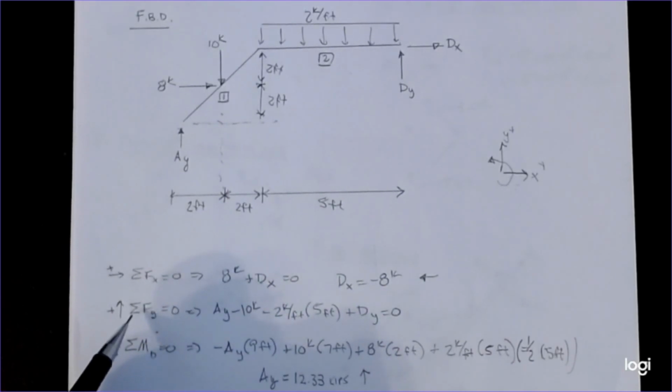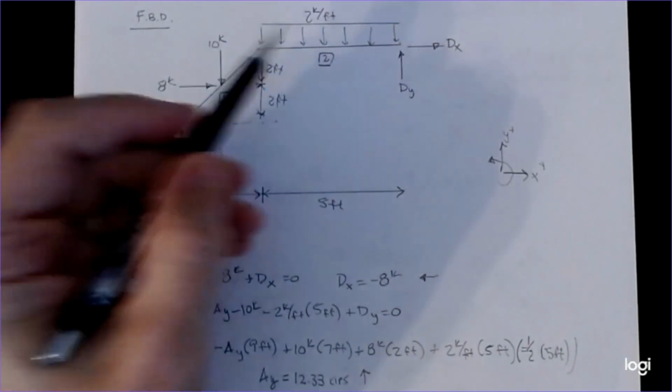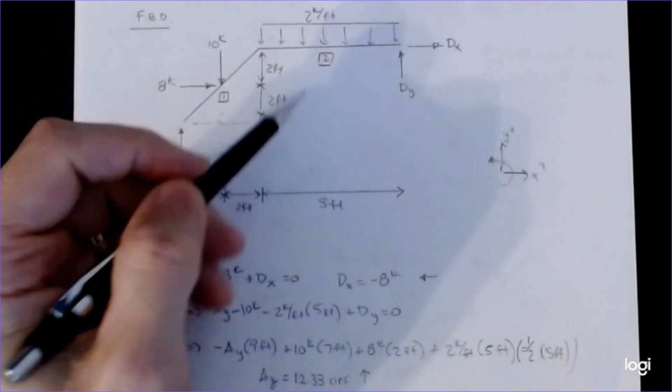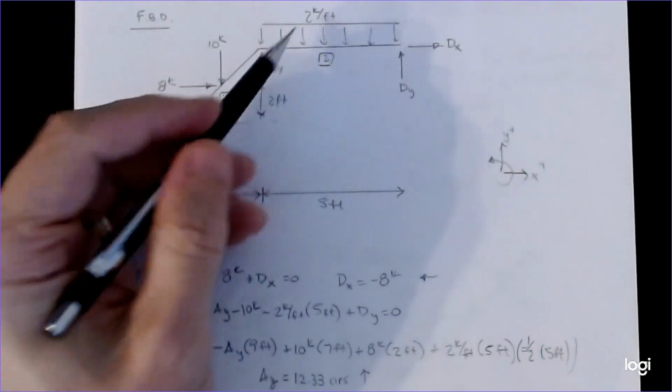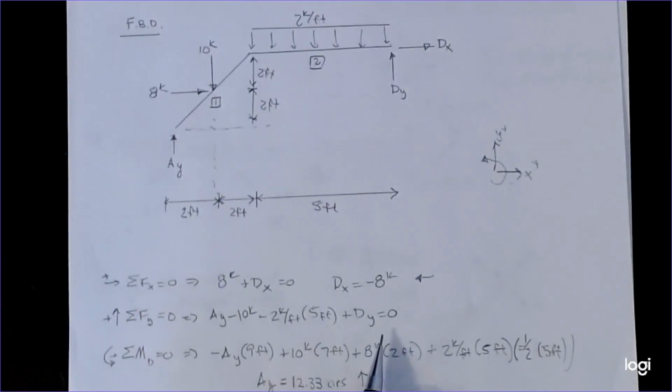All right, do the same thing for forces in the y. It's very simple. It's Ay up, 10 kips down, 2 times 5 kips, 2 kips per foot times 5 feet down, and then a Dy up is everything that we have happening here. And so I can write an equation that has a function of Ay and Dy. So I can't solve this any further, so I didn't simplify this yet. We'll come back around to this here in a second.